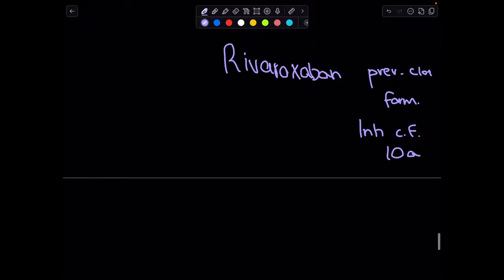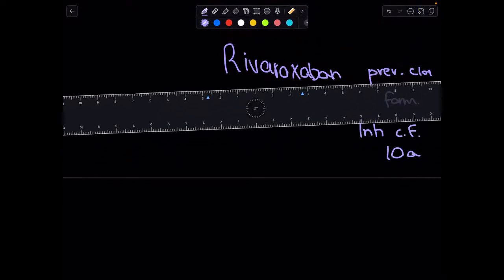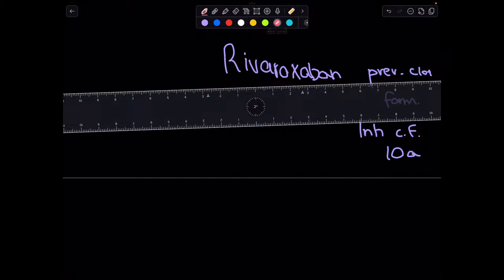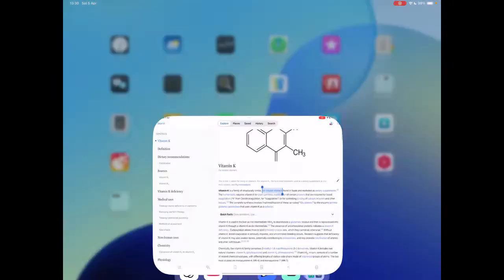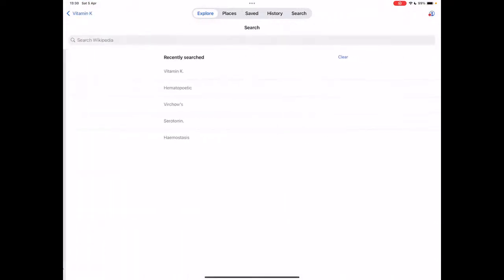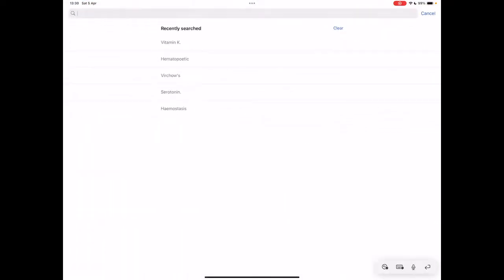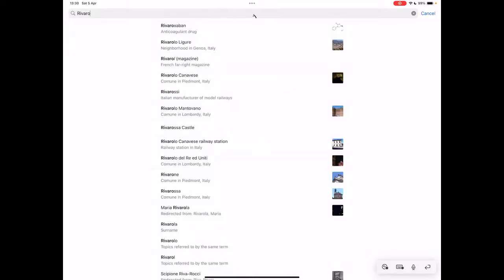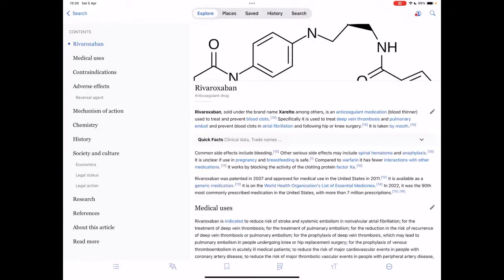Now I want to go a bit into the etymology of rivaroxaban. I don't understand why it's called that. Etymology of rivaroxaban, please. The name rivaroxaban combines riva, possibly from rival or river, suggesting movement, and oxaban, a suffix used for 10A inhibitors. It signifies its function as an anticoagulant.